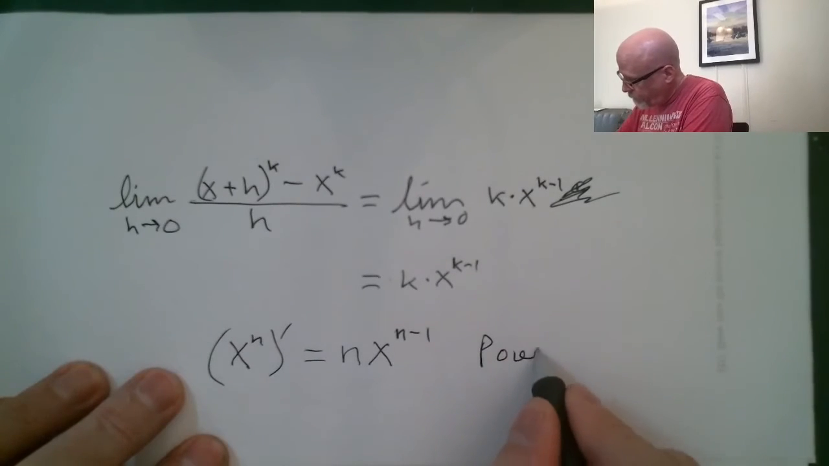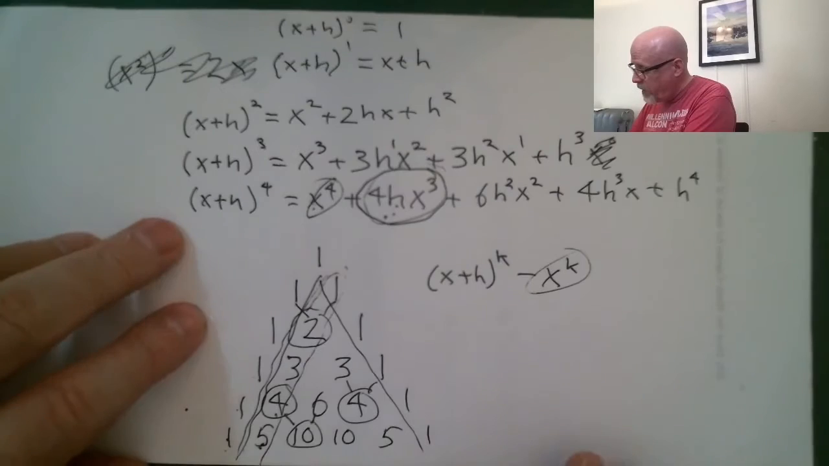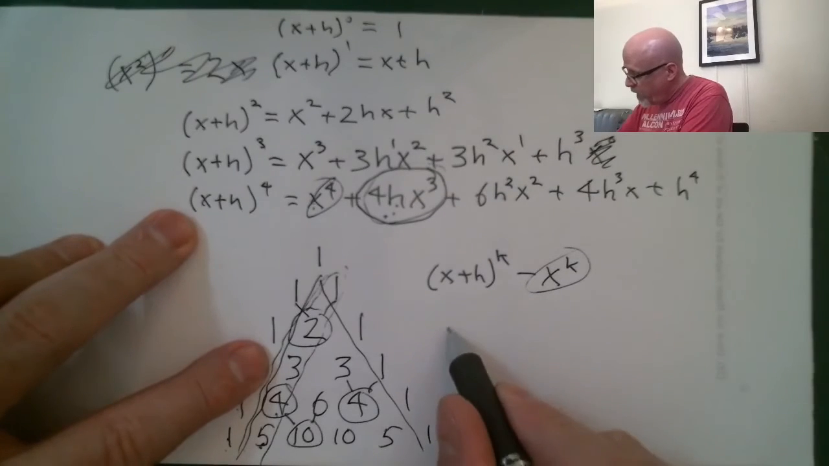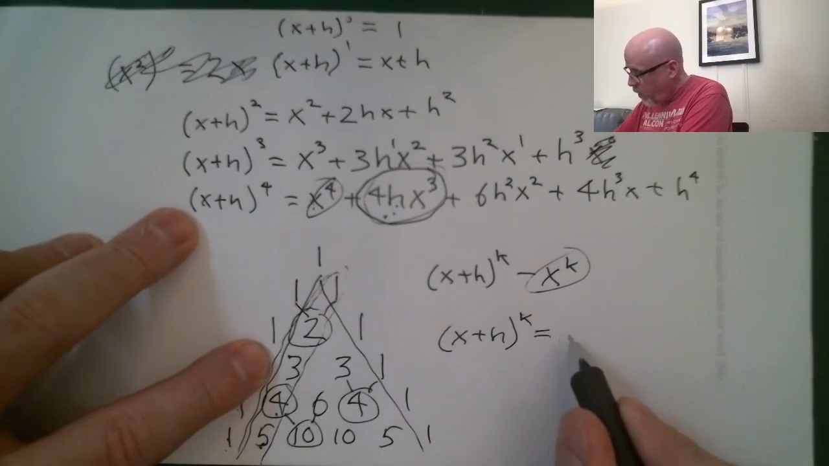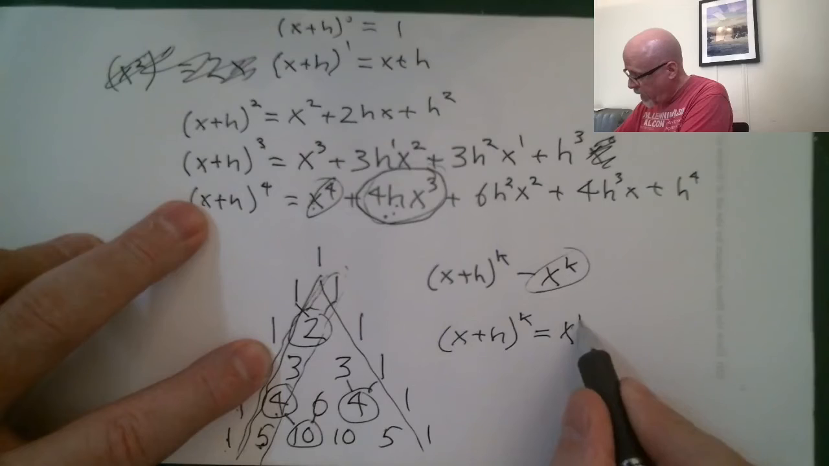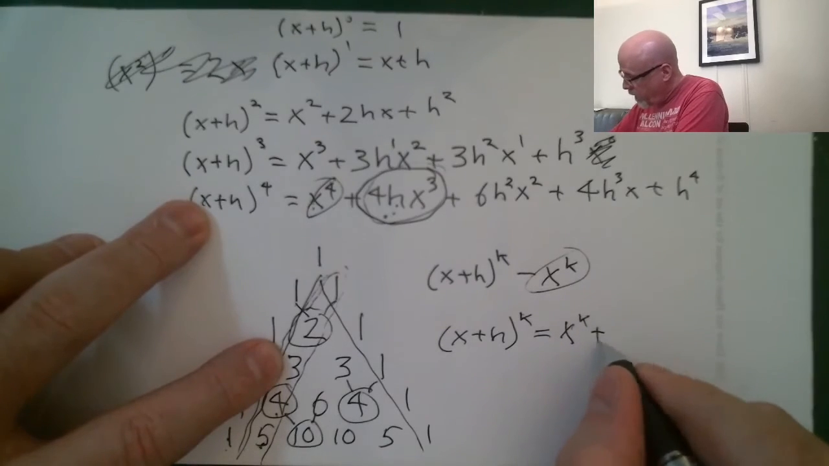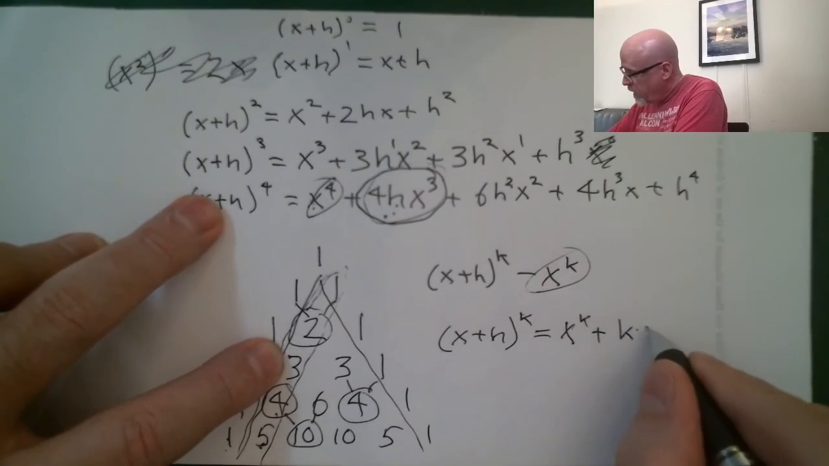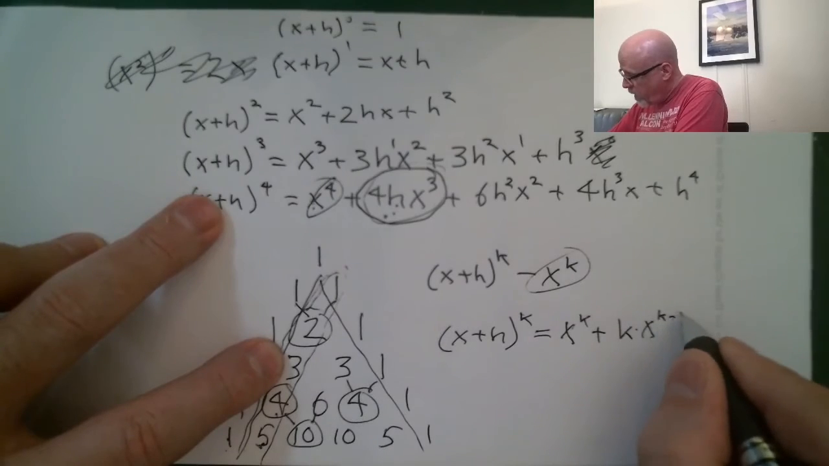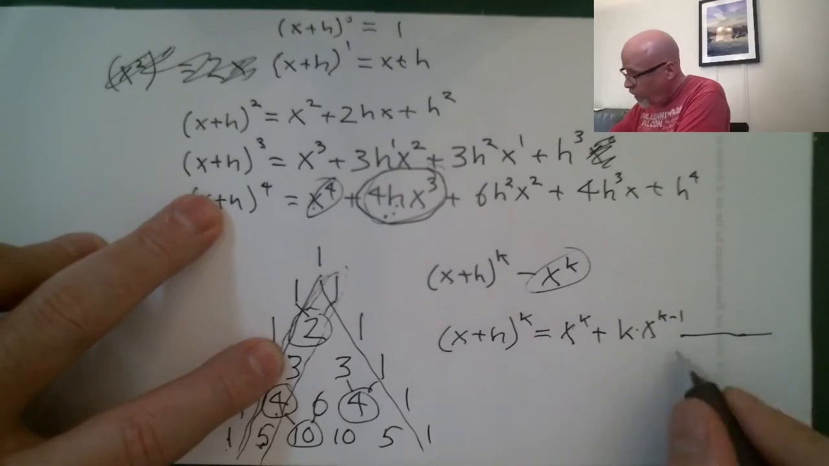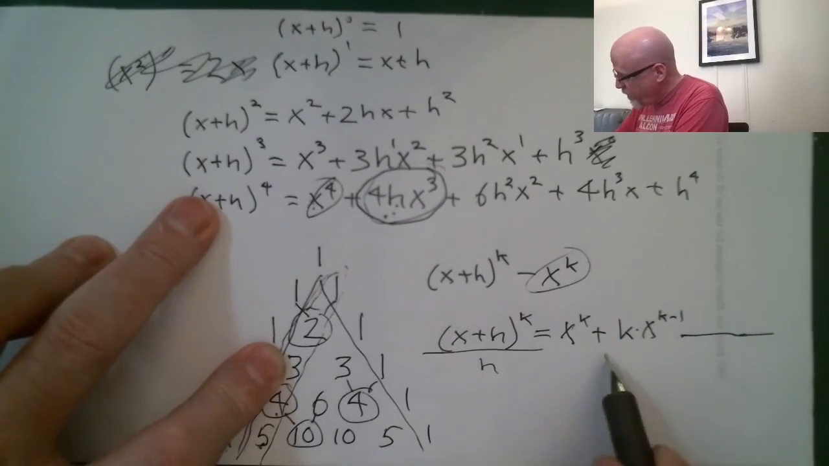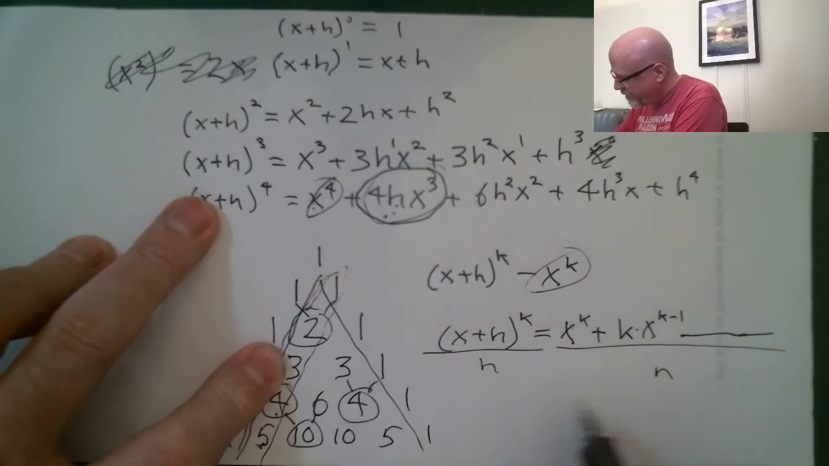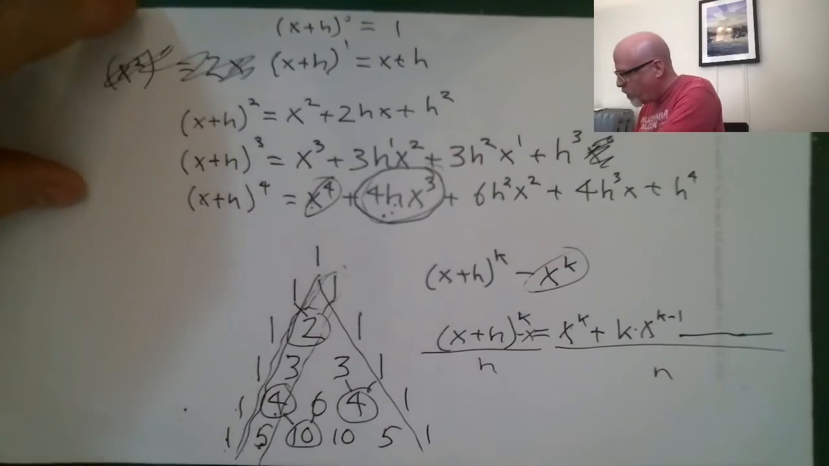Pattern matching. We don't need to be completely precise here, but if you take x plus h to the k power, it's going to start with x to the k. The next term is going to be k times x to the k minus 1, and then there's other stuff that you don't care about because it's got h's in it. And when you divide this whole thing by h, remember again, there was the minus x to the k. Okay, I probably should be a little more accurate about this.